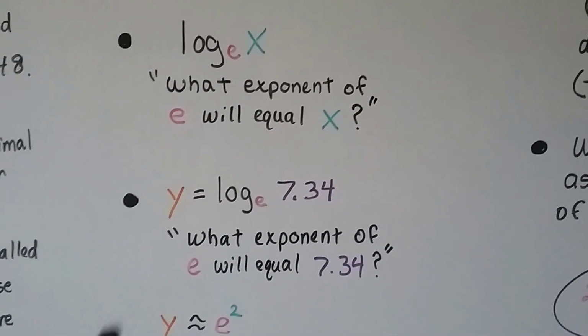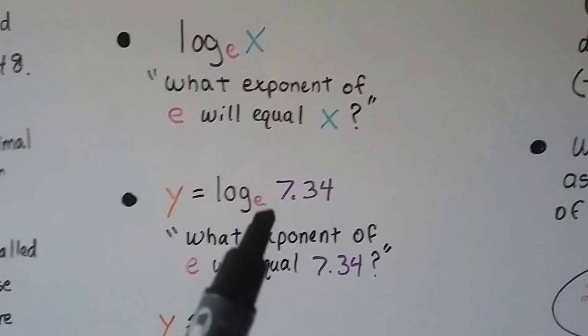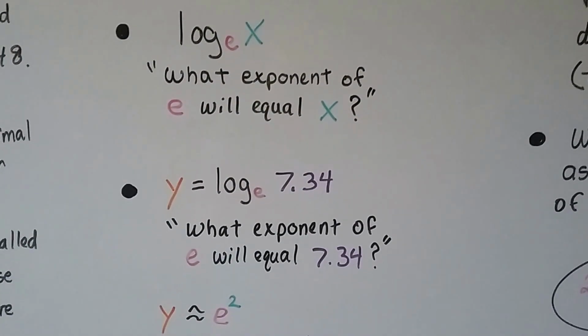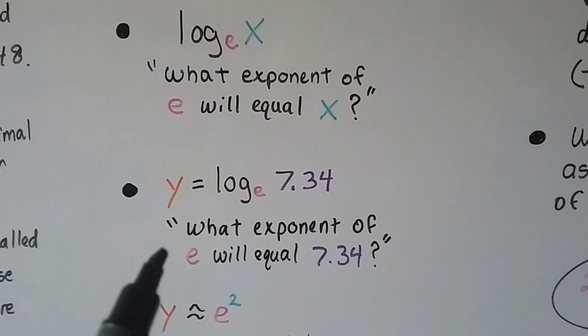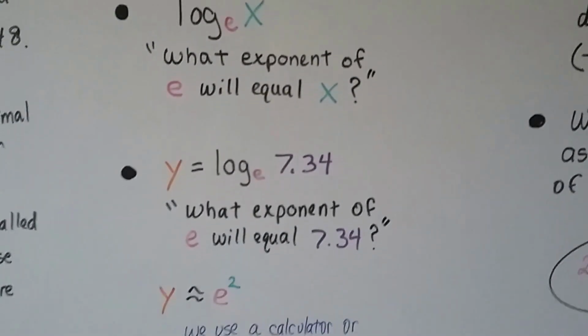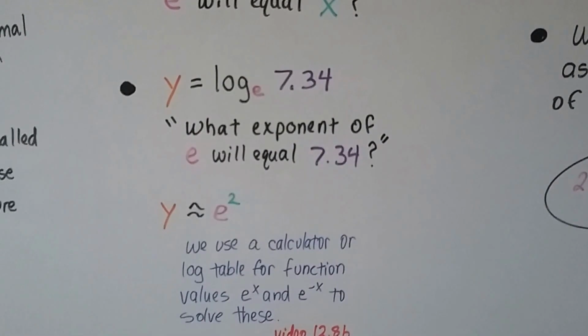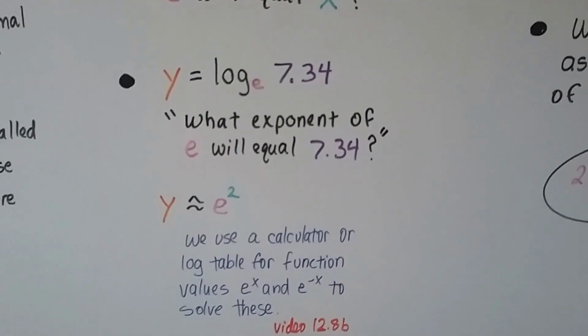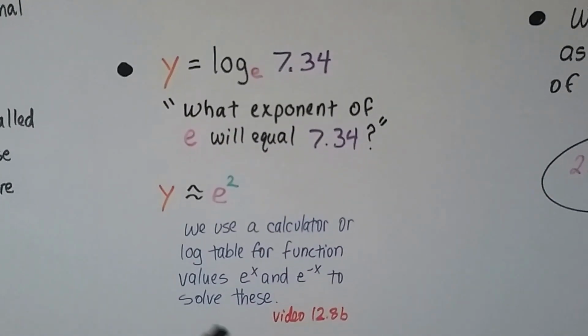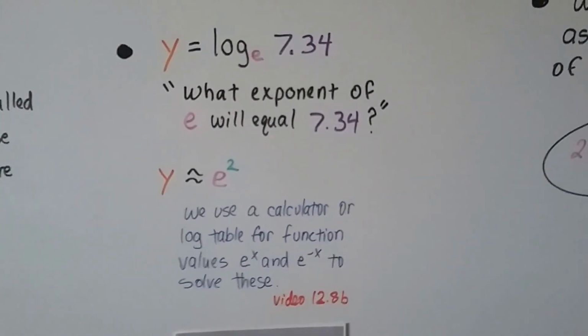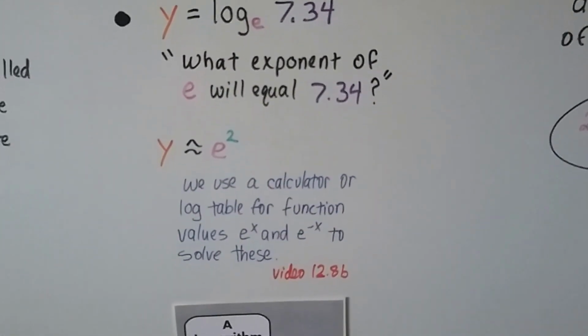If you see y equals log base e of 7.34, we need to know what exponent of e will equal 7.34. And it's approximately e to the second power. Well, you can use a calculator or log table for function values, e to the x and e to the inverse of x, to solve these. That's what we're doing in the next video.